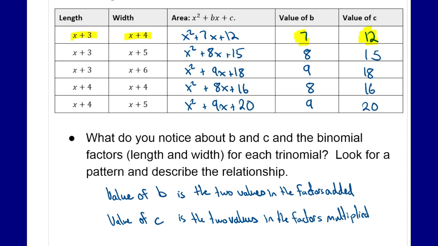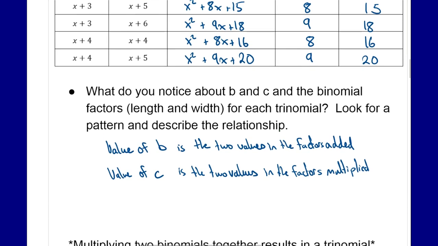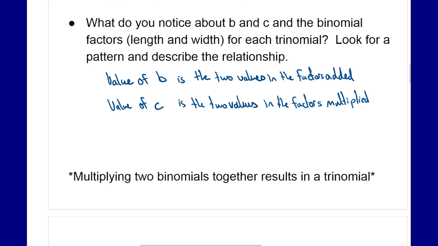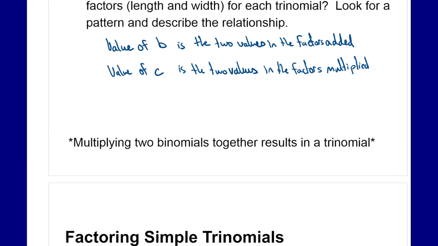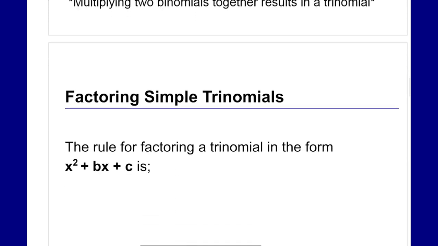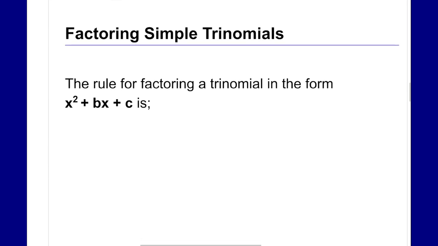So what we're seeing here is that the two values in the factors are added to get the middle value of our trinomial and multiplied to get the last value. And that is what we're going to use to help us factor these types of trinomials. When we multiply two binomials together, the result should be a trinomial, and we're going to use that idea to help us factor. If we're given a simple trinomial, in the form x squared plus bx plus c, there is a rule to factor it.